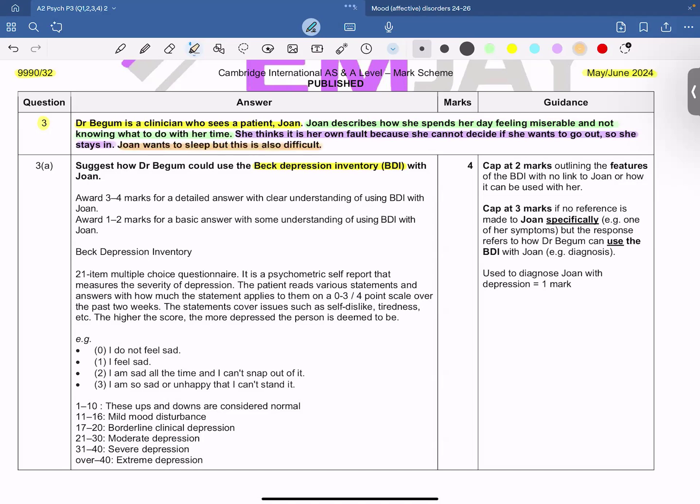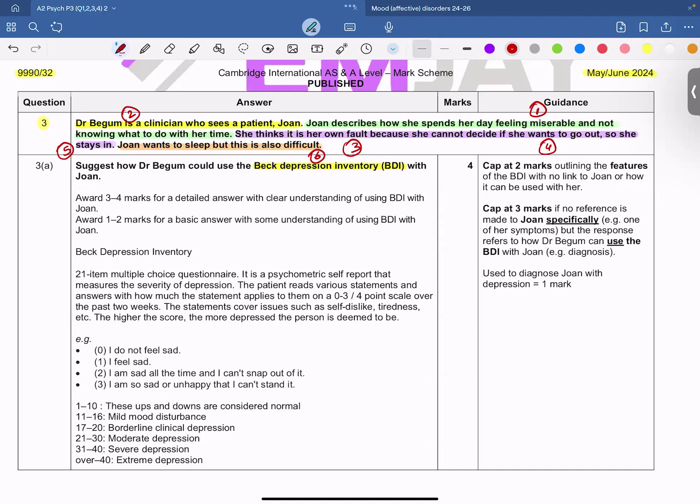So, summing this information up, we are talking about two people over here. One's the clinician, Dr. Begum, and the other one is a patient with the name Joan. Joan describes how she spends her day feeling miserable. One, this lady feels miserable throughout the day, and she does not know what to do with her time. Number two, she thinks it's her own fault. Number three, because she cannot decide if she wants to go out or not. She finds herself not being able to make a decision, which consequently results in her staying in. Joan wants to sleep, but it is difficult. So, the sixth point. Now, just keep these points in mind.